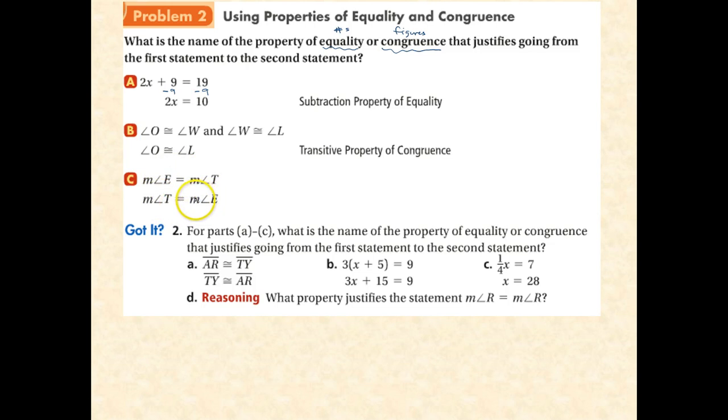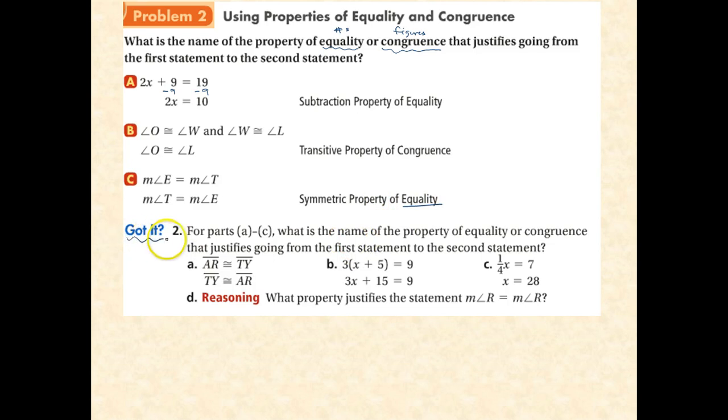But are we talking about geometric figures, or are we talking about numbers? Is this the symmetric property of congruence, or is this the symmetric property of equality? The trick is, here's a little hint right here, there's an equal sign, not a congruent sign. The measure of angle E is a number. The measure of angle T is a number. And numbers can be equal to each other. So this is the symmetric property of equality.